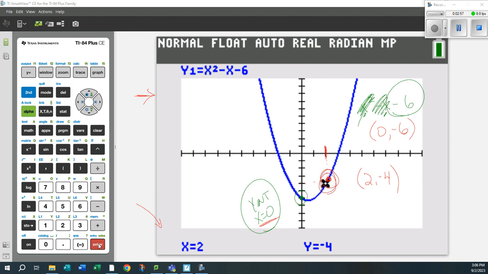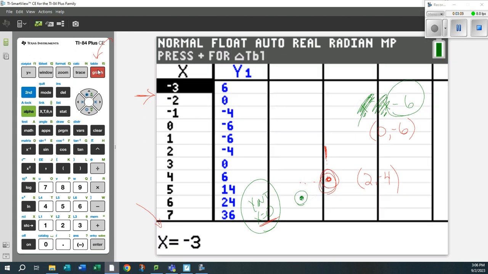But I know what you're saying. Well, sir, isn't there a table function also on the calculator? Yeah, the table function is right here. I don't know if you knew that before or not. How do you access this? Real simple. Hit second, hit table, and it gives you all the table of values. And you can scroll back and forth to whatever you want.